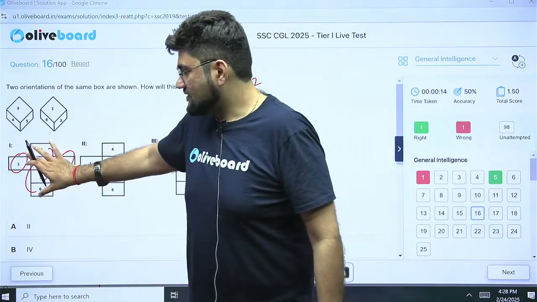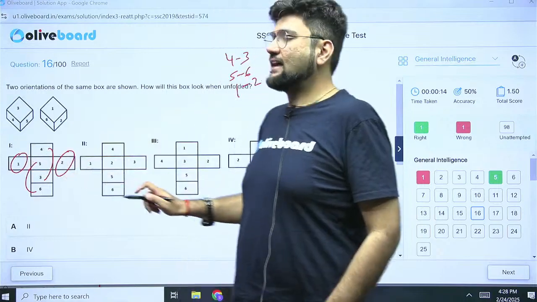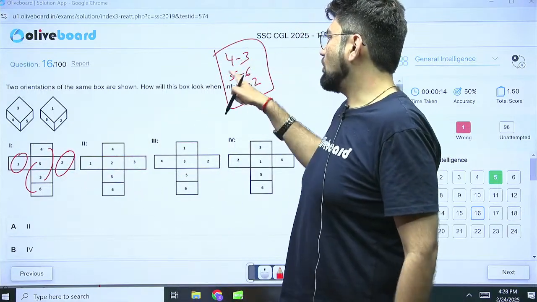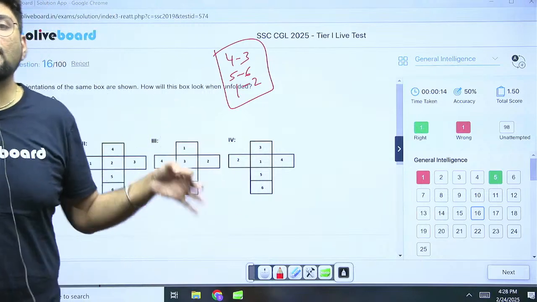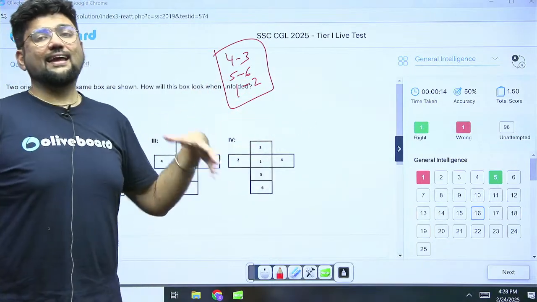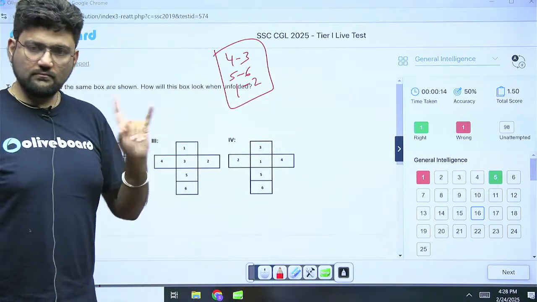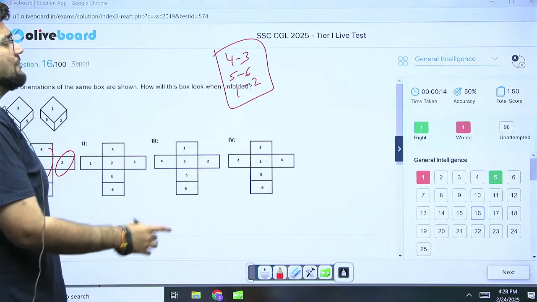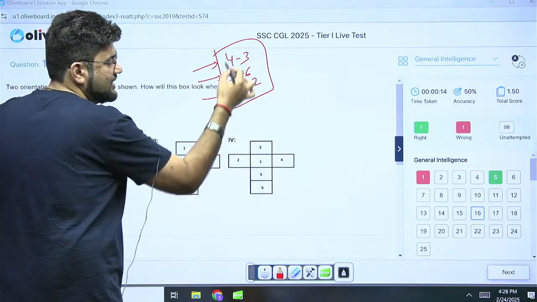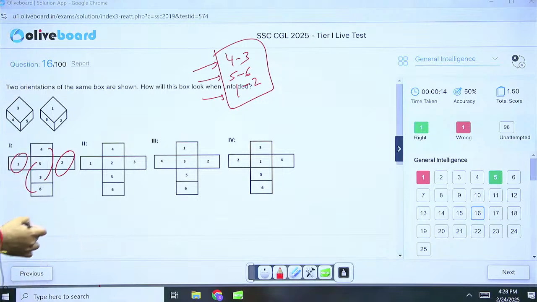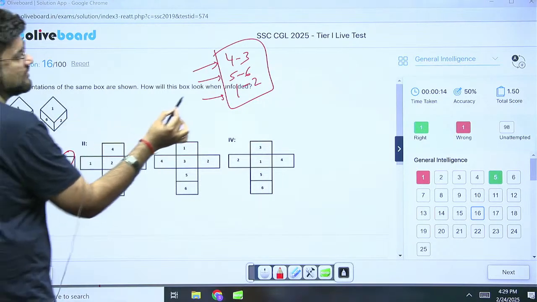So according to this, if I fold this and form a dice, I will have these opposite faces. Opposite faces means they can never come together. Got it? My dice which will be formed will only be possible if I take one face from each level. Now this dice is 4, 3, 5.